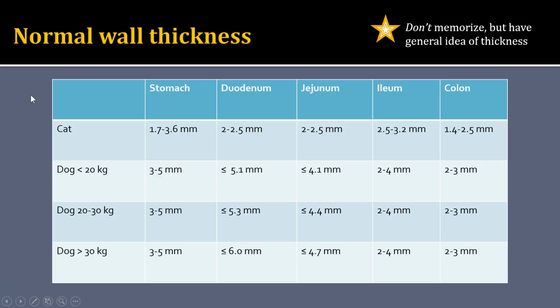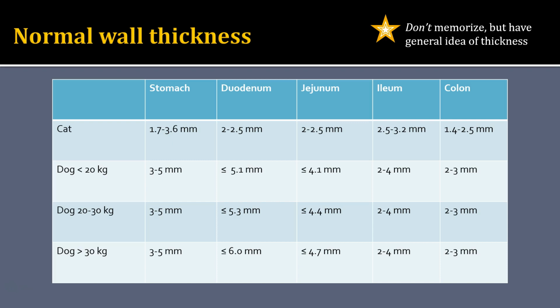We also should consider overall wall thickness of our intestinal segments, and this table gives you a listing which is compiled from several different references of different thicknesses depending upon which part of the intestinal area we are. So I have species, cat versus dog, and then dog is also various sizes of dog, and then we have stomach, the segments of small intestine, and the colon. I do not want you to memorize this, but you do need to have a general idea of thickness so that you can recognize if the intestinal walls are much thicker than these measurements.